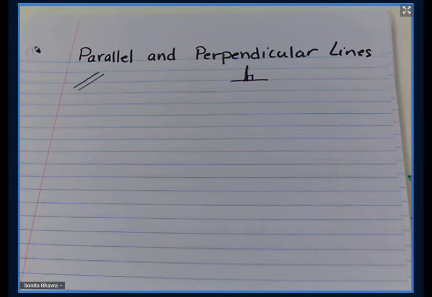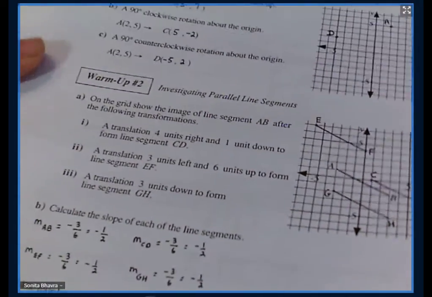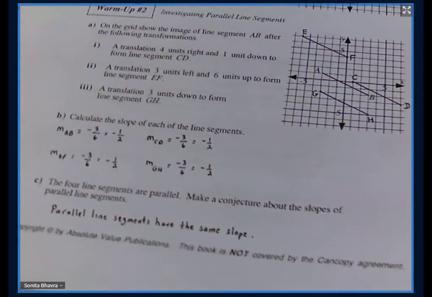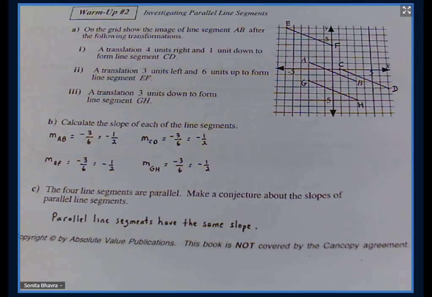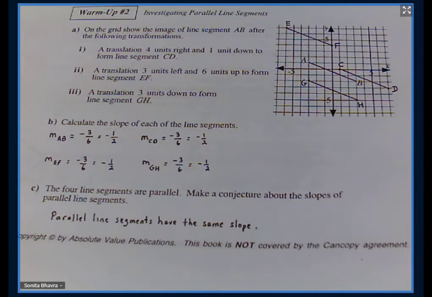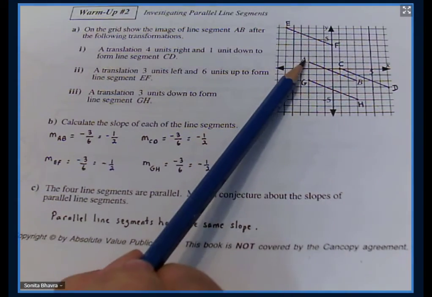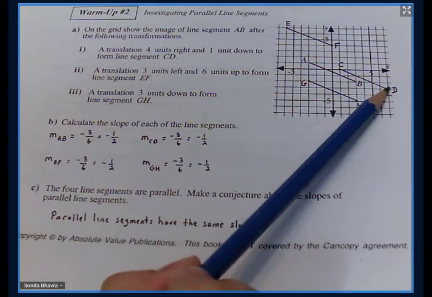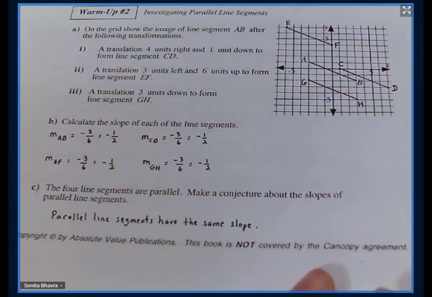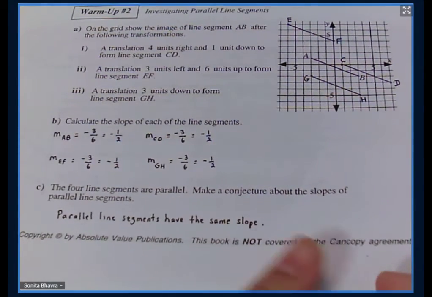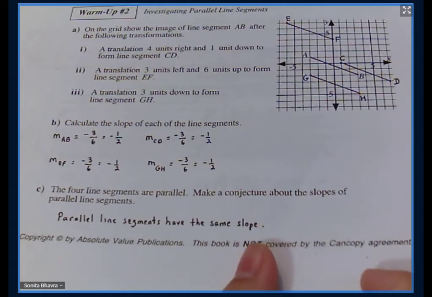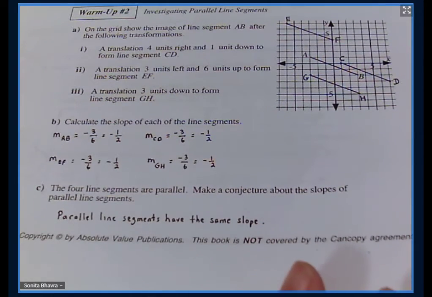angle. So we're going to start by looking at this example here, investigating parallel line segments. That's what we'll look at first. And we have here line segments. We have AB, CD, EF, and GH. So what we're going to do first is just look at the slope for each line segment. So again, rise over run.